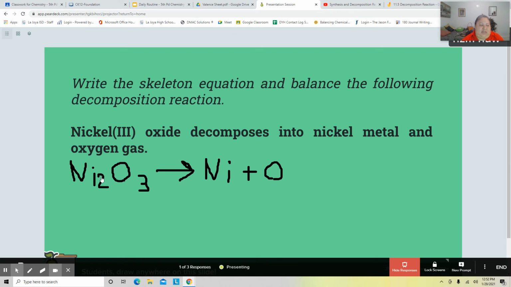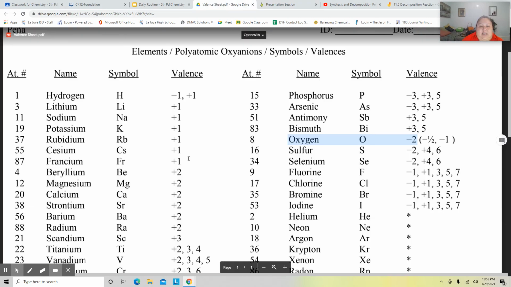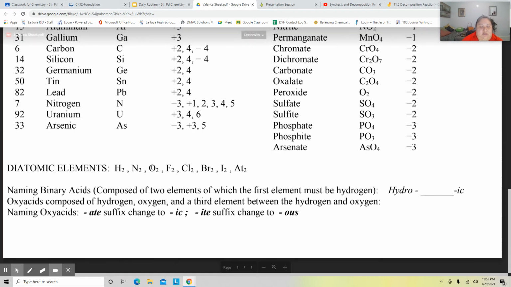Oxygen gas. If somebody wants to join, this person. I don't know who it is. And then remember, oxygen is a diatomic element. This is the formula. This is our formula for oxygen. If it always says oxygen gas, you're going to use this formula. Hydrogen gas, nitrogen gas. These are the ones you're going to use. Okay, guys?